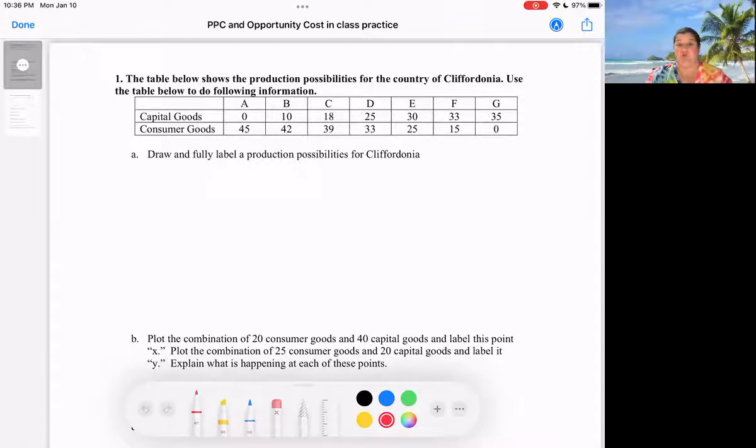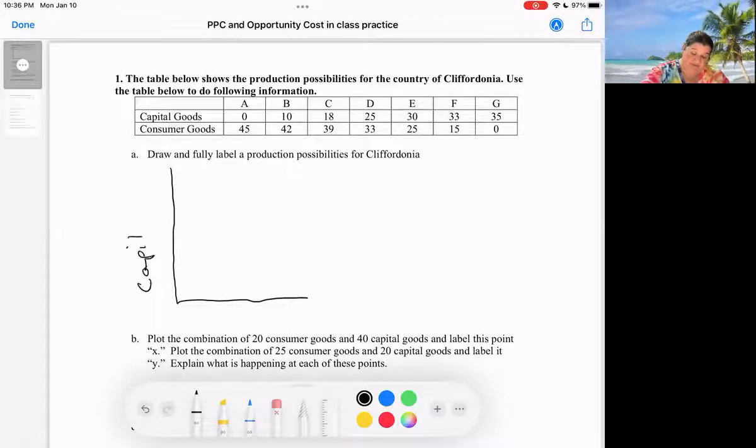A says draw and fully label a production possibilities curve. I'm going to start by drawing my X and my Y axis. And when we draw any chart, we have to make sure that we fully label it. So I'm going to put capital goods over here, and I'll put consumer goods at the bottom.